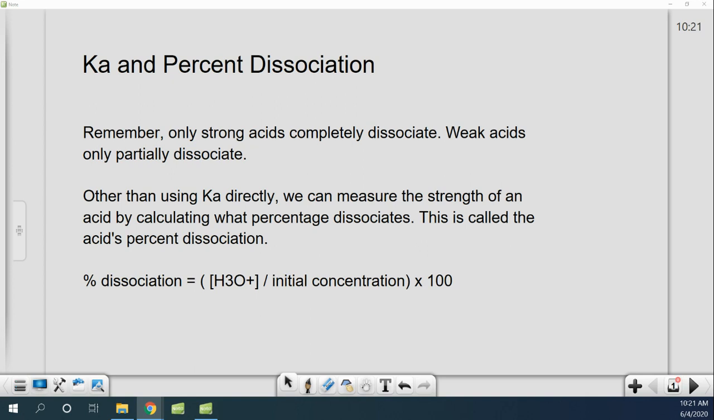Hey guys, welcome back. Today we're going to be talking about Ka and percent dissociation. So this will be a short one, a little bit mathy, but that's all right. So first, a bit of background stuff here.